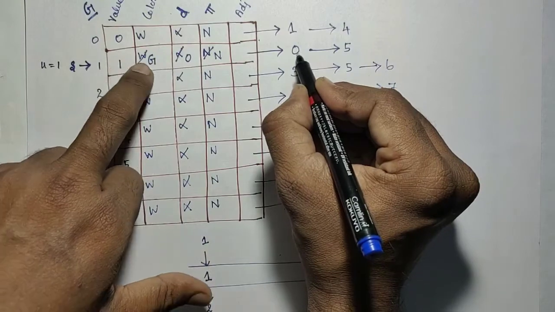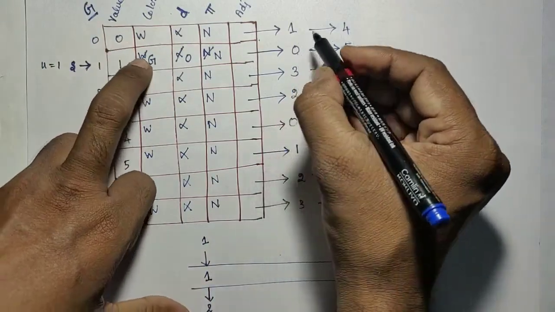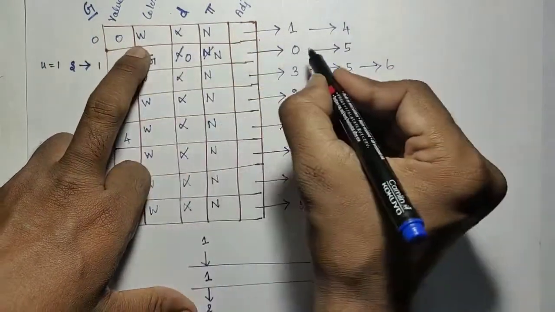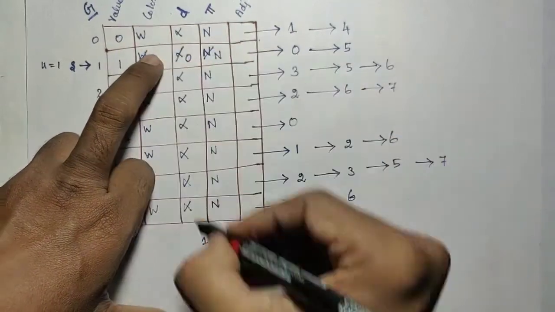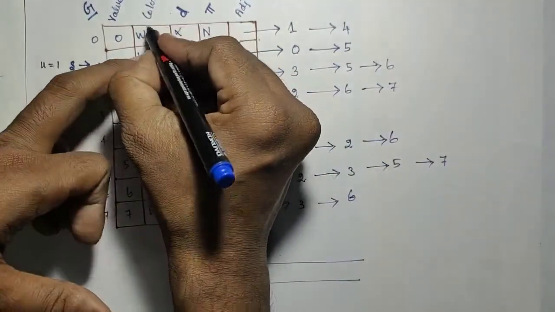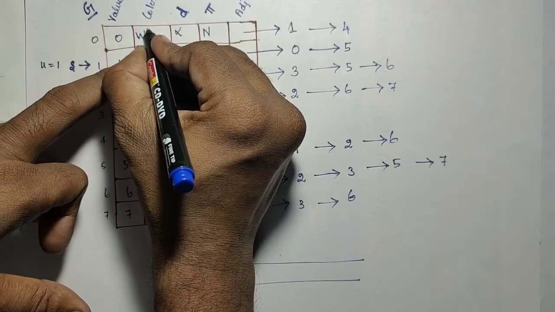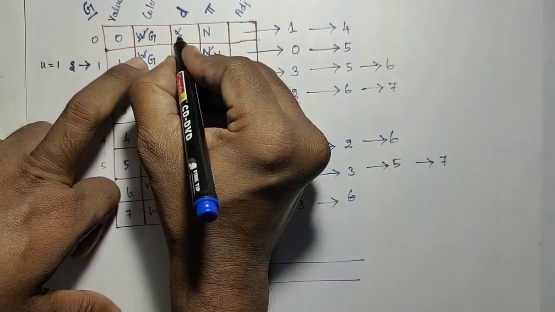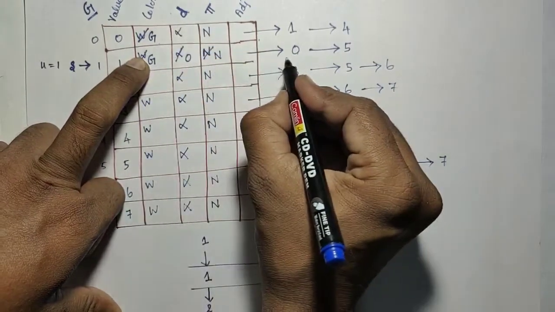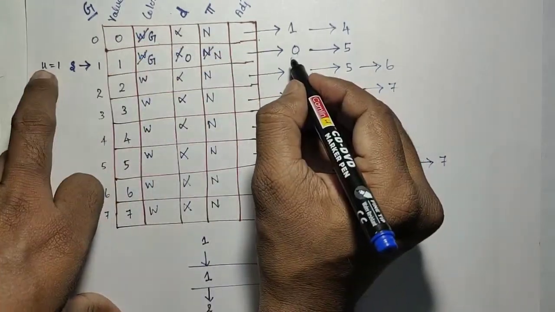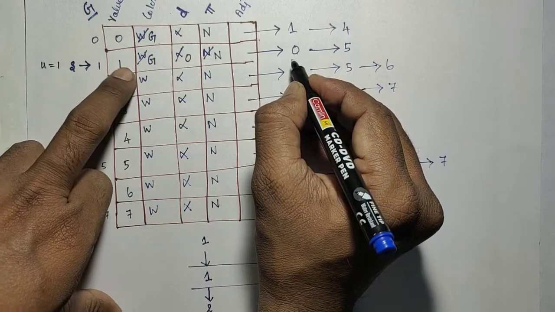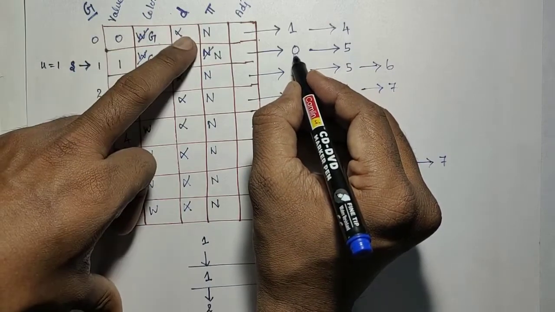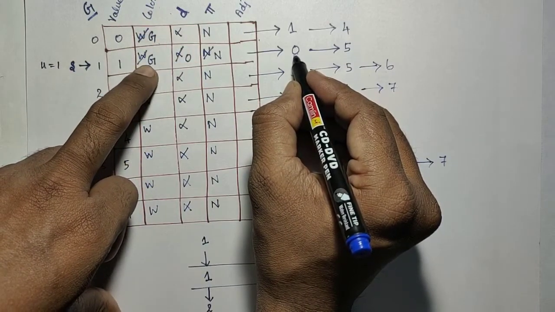So you come to the 0. The 0th node is not visited. Visited means visit and enqueue. So visit means I need to change this color to gray. And what about the parent now? The parent, 0 is visited by whom? By 1. So the parent of the 0 has to be marked as 1. Correct.